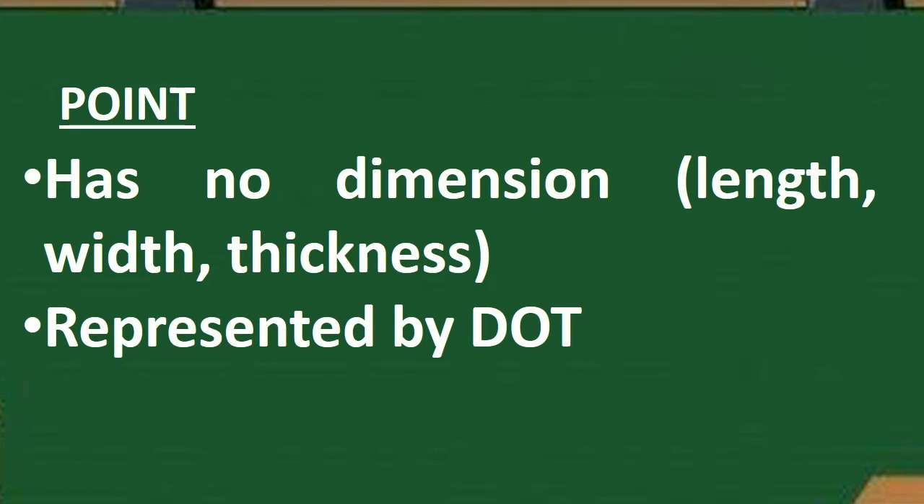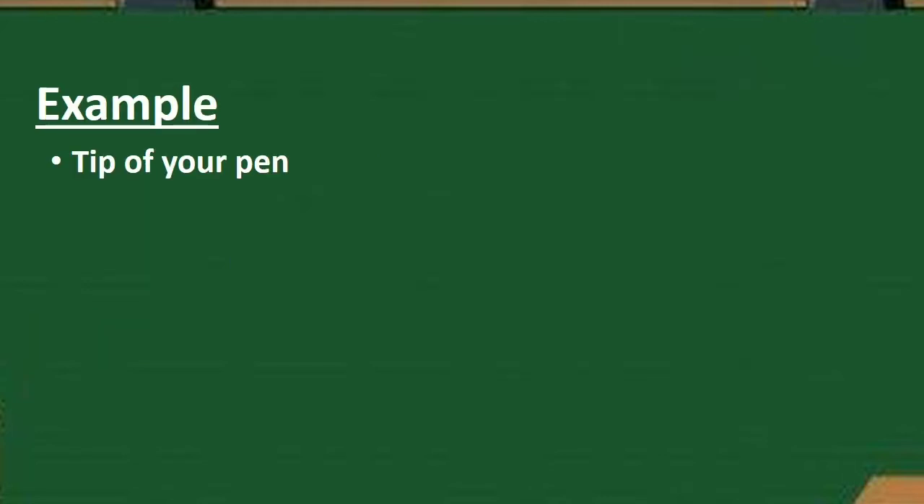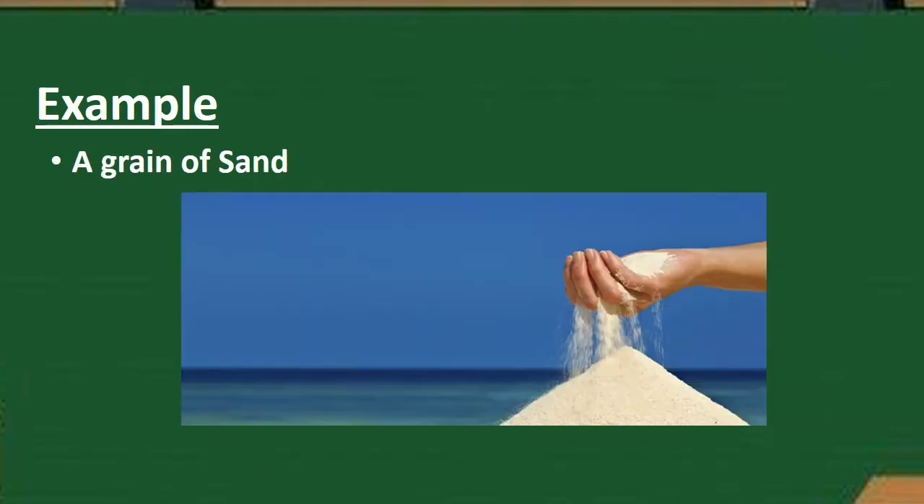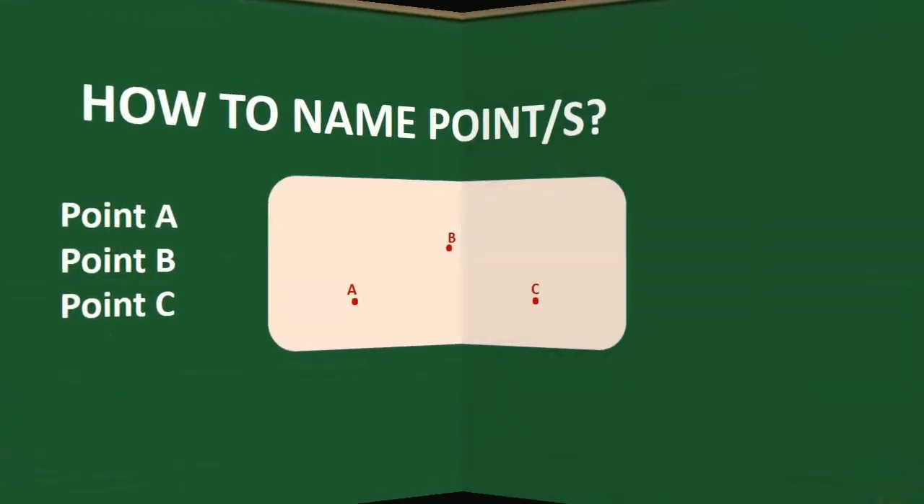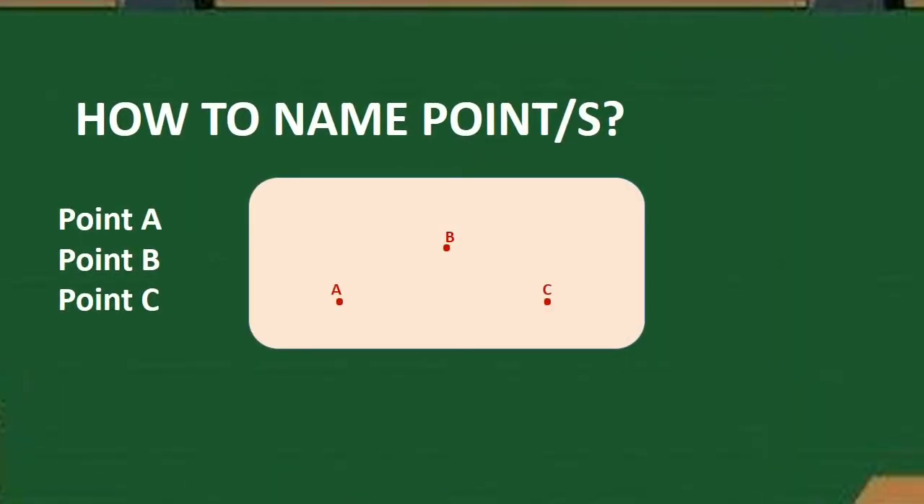A point is an idea. It has no dimension at all. It cannot be seen nor touched, but has position or location. Examples are those stars in the sky, as we have mentioned a while back, the tip of your pen, a corner of your room, and a grain of sand. These examples suggest the idea of a point. A dot represents a point and can be named by a capital letter beside the dot. And we read dot A as point A.